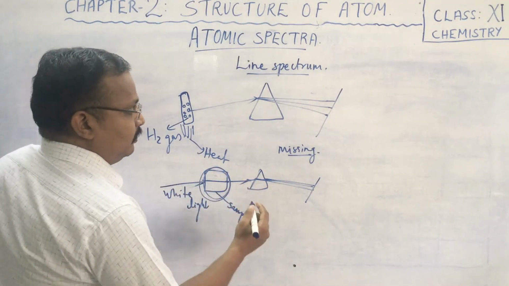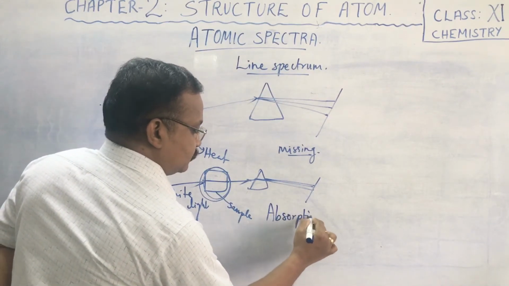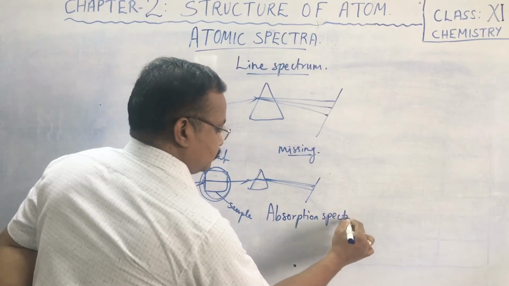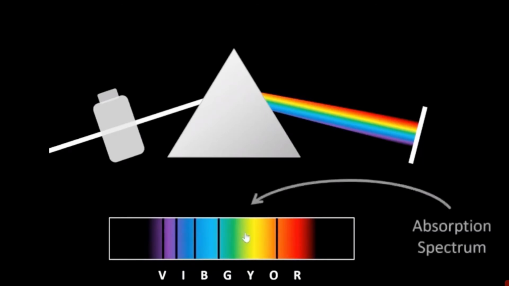This type of spectra is called absorption spectra. White light is passed through the vapors of a substance, and the transmitted light is then allowed to strike a prism. Dark lines appear in the otherwise continuous spectrum. This is known as absorption spectrum. The dark lines indicate that radiations corresponding to them were absorbed by the substance from the white light.